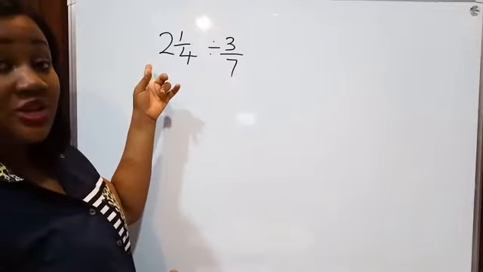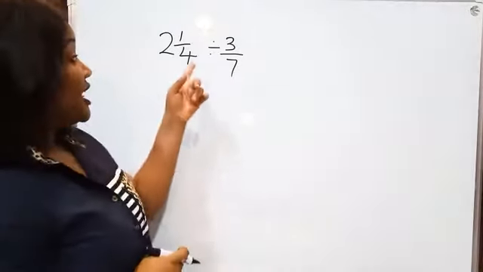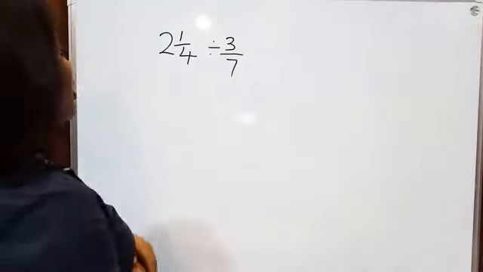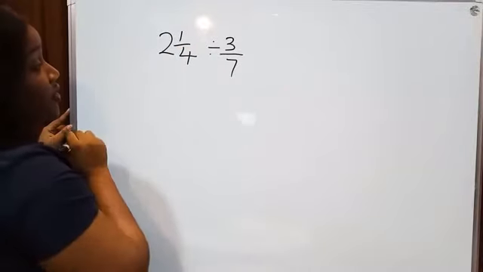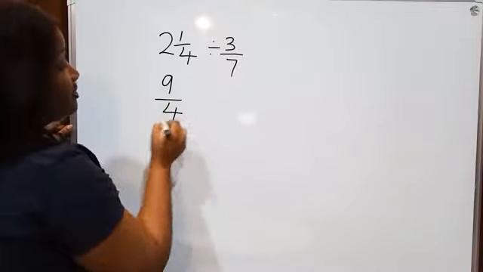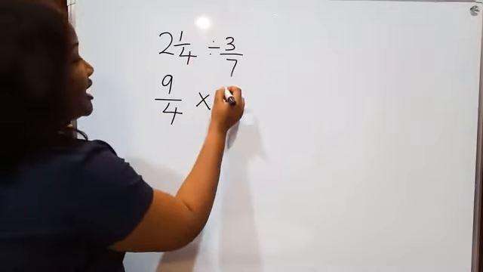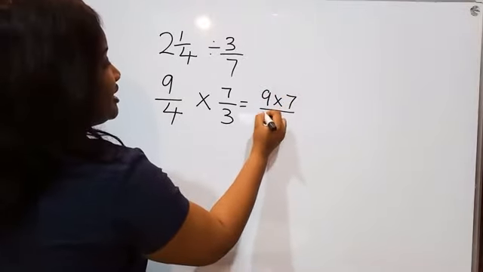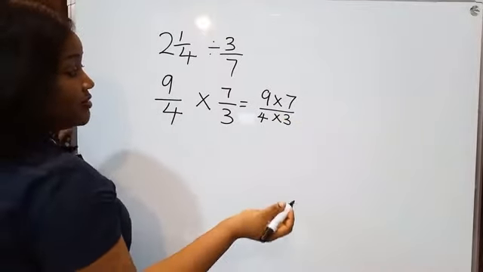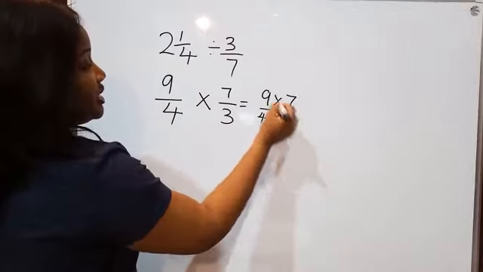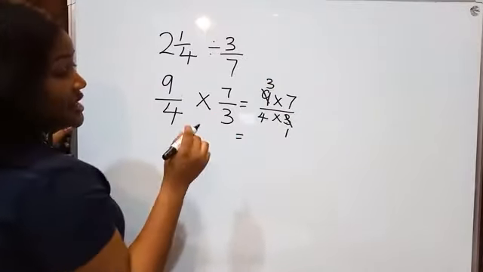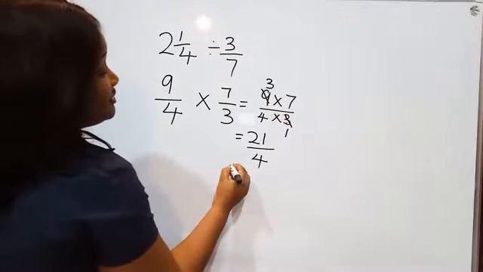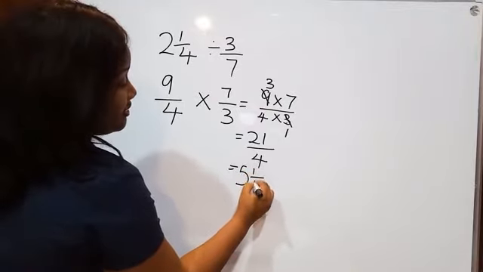Let's look at this example. As usual, if we have a mixed fraction here, we'll have to convert it to an improper fraction. Then, to change this to times, we have to find the reciprocal of 3 over 7. So, we have 2 times 4, 8 plus 1, 9 over 4, times, find the reciprocal, we have 7 over 3, which gives us 9 times 7 over 4 times 3. And we can see a common factor between 9 and 3. So you have 3 divided by 3, 1. 9 divided by 3, 3. So we have 3 times 7 to give us 21 over 4. And converting it back to a mixed fraction, we have 5 whole number 1 over 4.